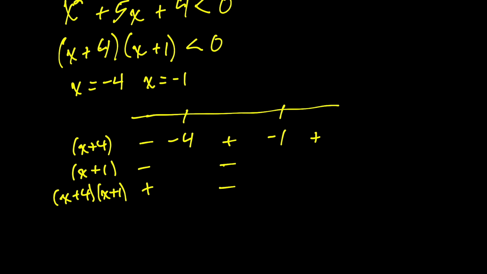And let's see, if I put 0 in place of x here, what is 0 plus 1? Well, that's also positive. So then we have positive times positive. Here it is, positive times positive. That gives us a positive.